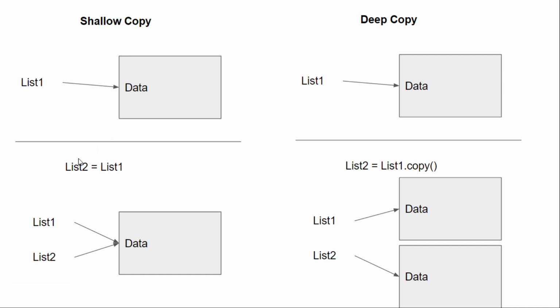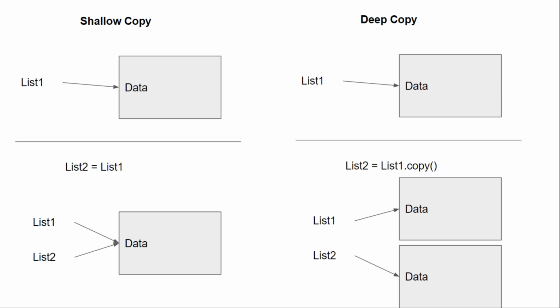Now this statement is where the shallow copy is happening. If I go for list 2 equals list 1, which means I'm assigning list 1 to list 2, notice here, both list 1 and list 2 are actually referring to the same memory location. That means if I add 4 inside this data, it will be reflected in both list 1 and list 2. So if I go for list 1 dot append and add 4 to the existing data, it will be reflected for list 1 and also for list 2, as both of them are referring to the same memory location.